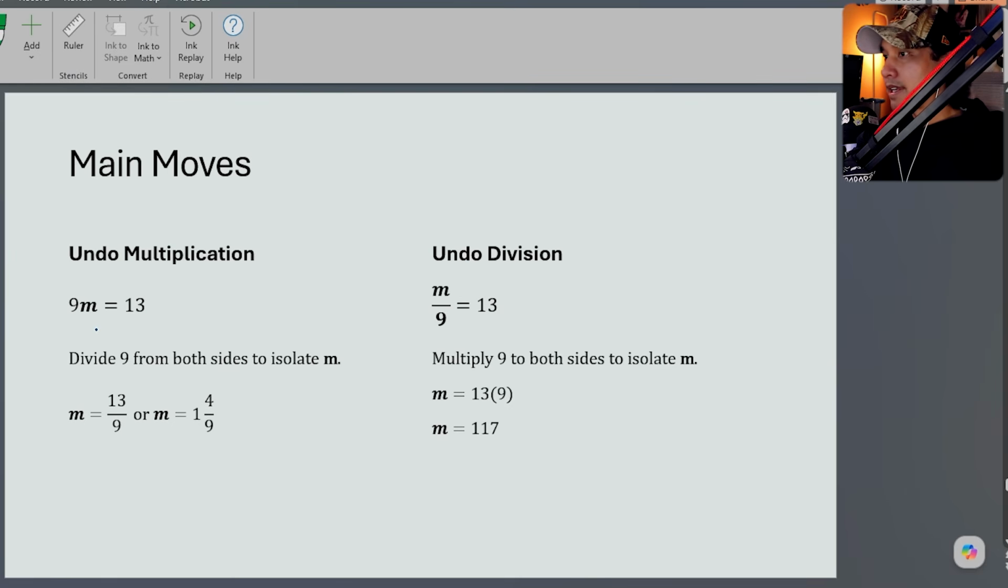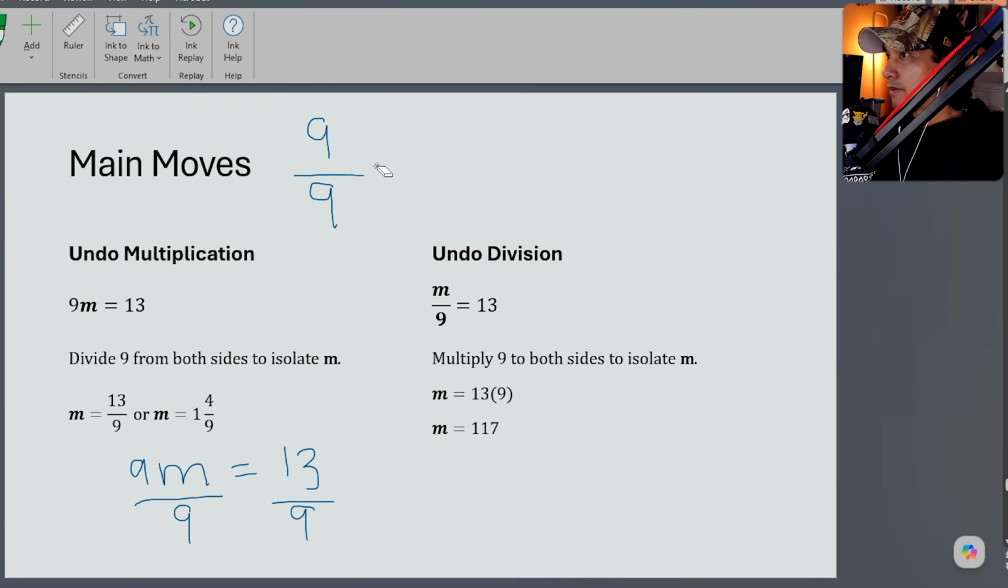So we have 9m equals 13. To isolate the m, we must divide both sides by 9. And that looks like this. 9m equals 13, and then divide by 9, divide by 9, and then you see here, 9 divided by 9, and then you could have this multiply.